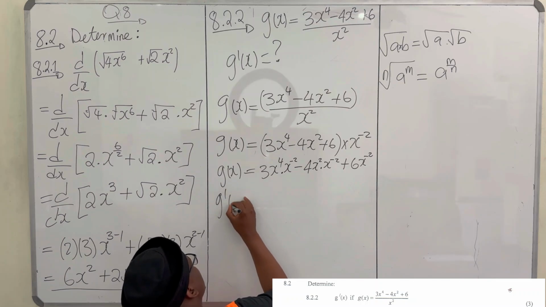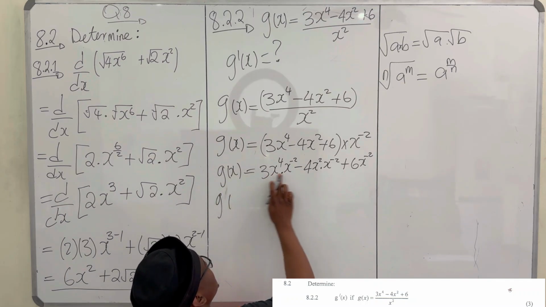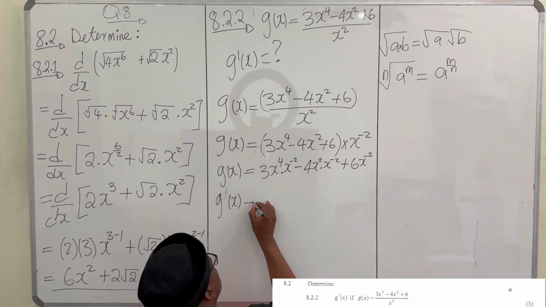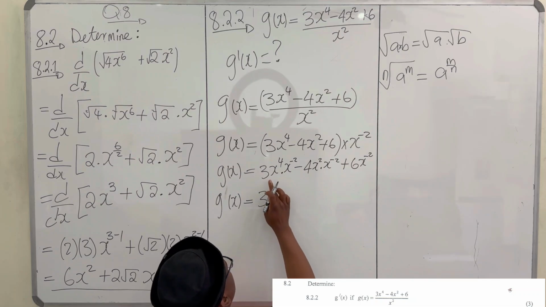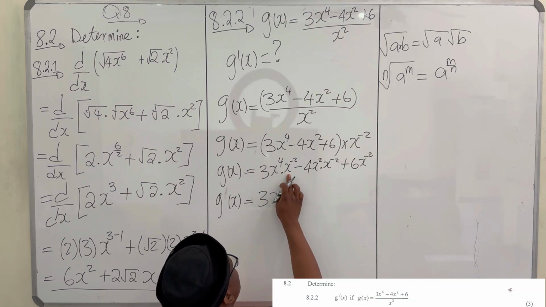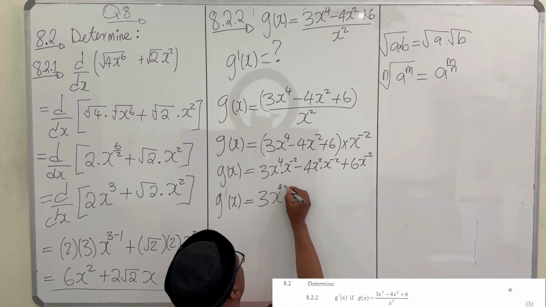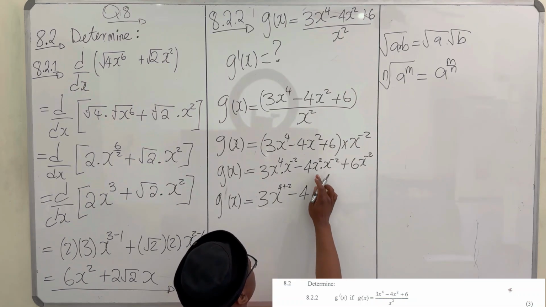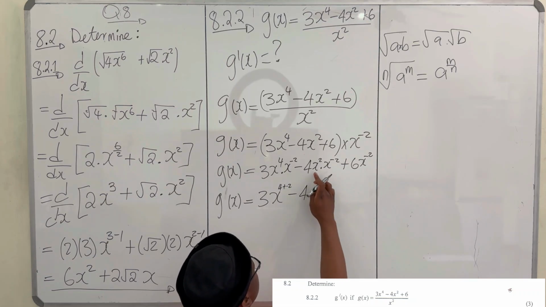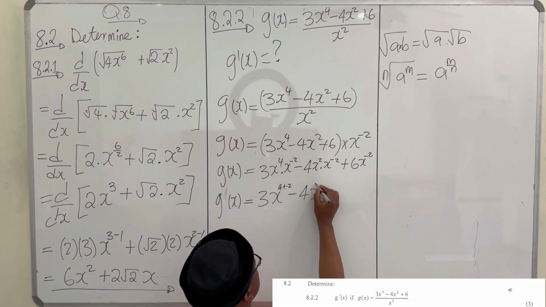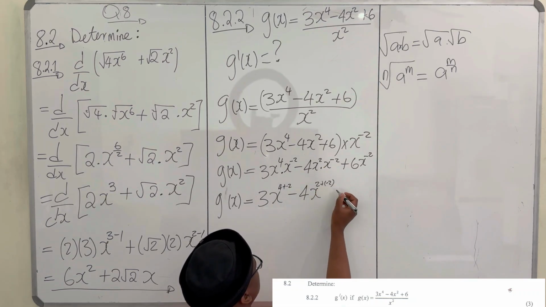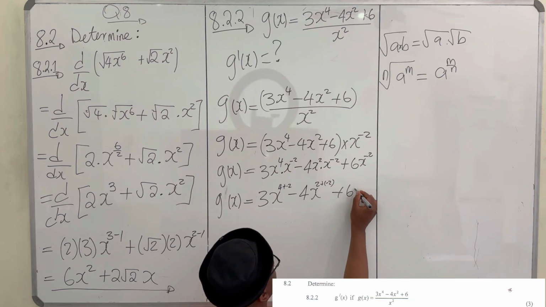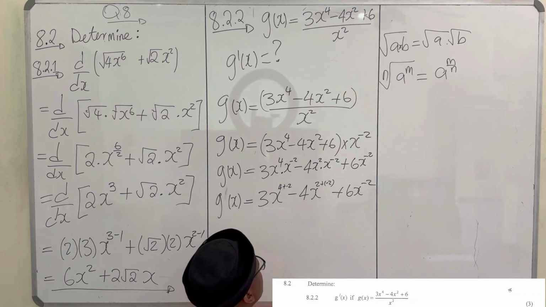So g of x, which is the simplification of this, is equal to 3x. The bases are the same of these x's. Take one base and add the exponents. So it's going to be 4 plus minus 2, minus 4. The bases are the same. Take one base x and add the exponents, which is 2 plus minus 2, plus 6 raised negative 2.